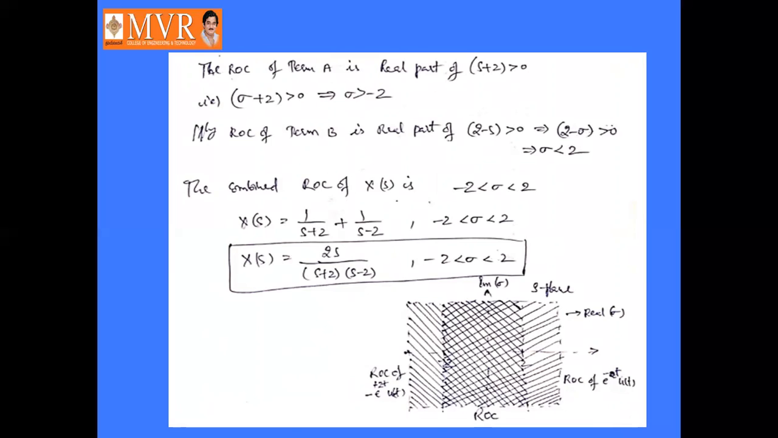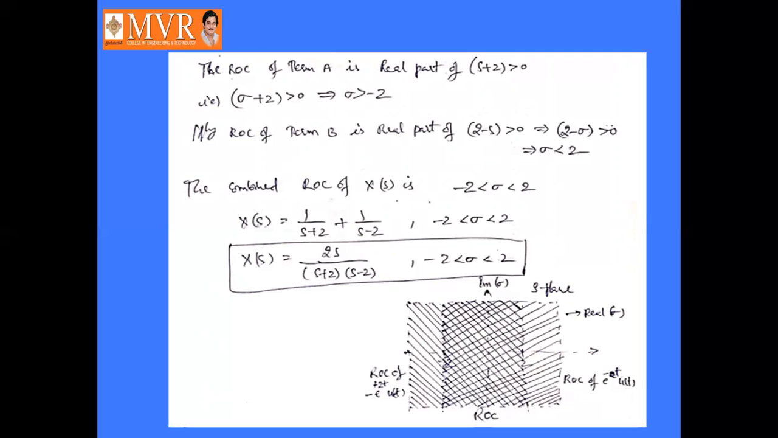So simply doing the problem, 1 by s plus 2 with sigma greater than minus 2 for the first solution, and for the second part, 1 by s minus 2 with sigma less than 2. So sigma is greater than minus 2 and sigma is less than 2, that is, sigma is in between minus 2 to 2. So the combined ROC of X of s is X of s equal to 1 by s plus 2 plus 1 by s minus 2, with the ROC minus 2 less than sigma less than 2.